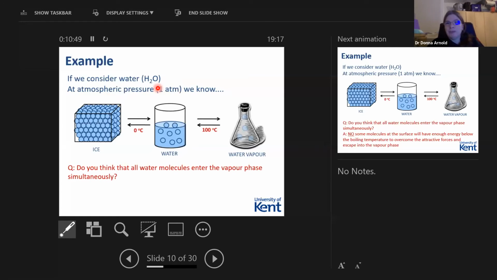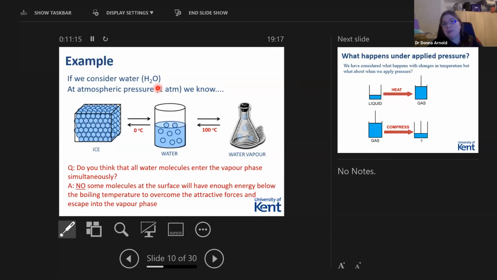So here's a question. Do you think that all water molecules enter the vapor phase simultaneously? If I hit 100 degrees, does my whole liquid just dissipate straight away and become a gas? Normally this would lead to some class discussion, perhaps some putting up hands to see who can answer that, but we can go to the answer here as I can't see the Q&A so easily when I'm in share screen mode.